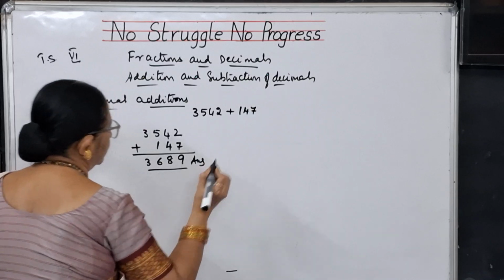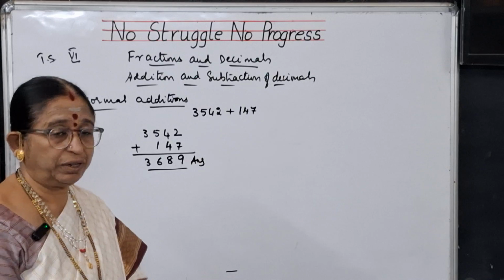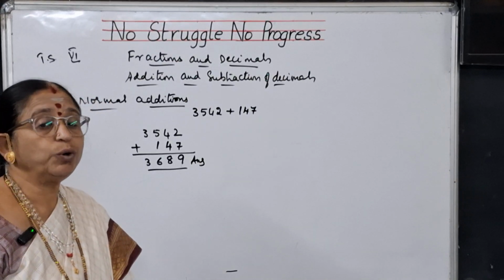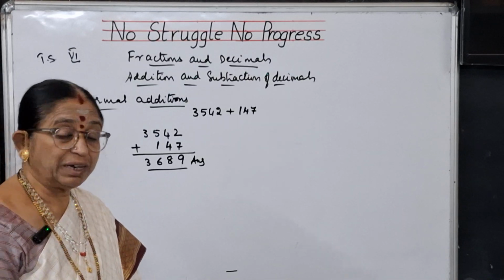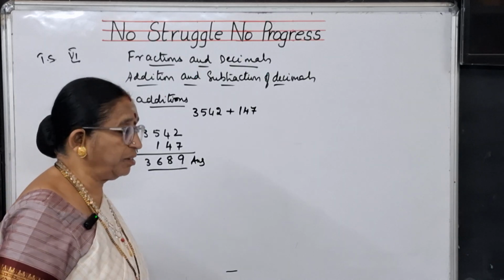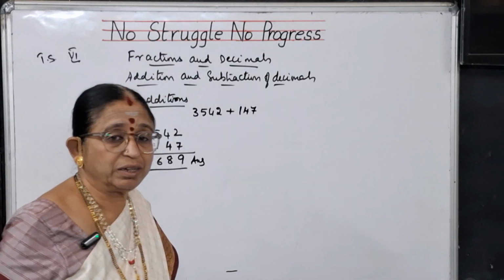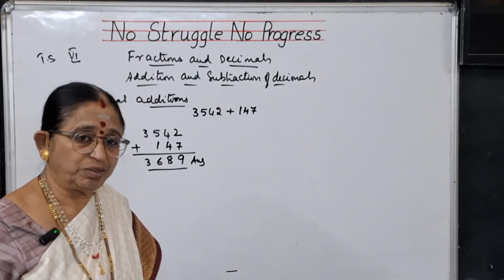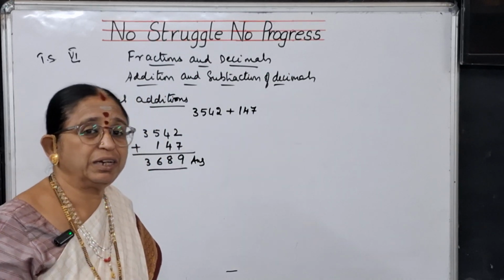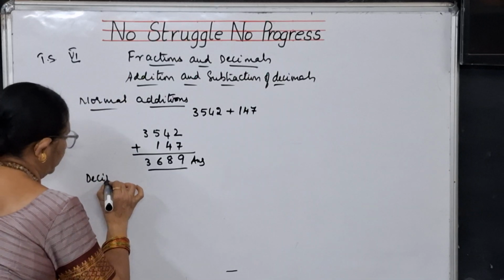This is the answer. Of course, you know this, children, I am doing this just as a recollection. In this, the main important task is how you are keeping the digits of the numbers under the correct place. If you keep the digits correctly, you are going to get the correct answer. If you keep them as you like, you are not going to get the correct answer. So this is the basic rule that you are going to follow when you are adding or subtracting any two numbers. Now here we are going to talk about decimal additions.